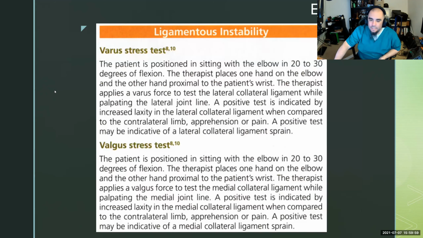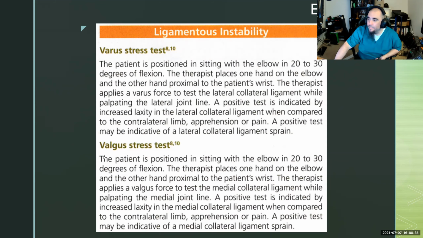Varus and valgus stress test of the elbow is exactly like varus and valgus stress test of the knee. You're just putting a pressure either laterally or medially to see if they exhibit pain. It's just testing how strong those medial or lateral collateral ligaments are, right? That's kind of the idea. So a varus test tests your LCL. A valgus test tests your MCL. Varus versus valgus.